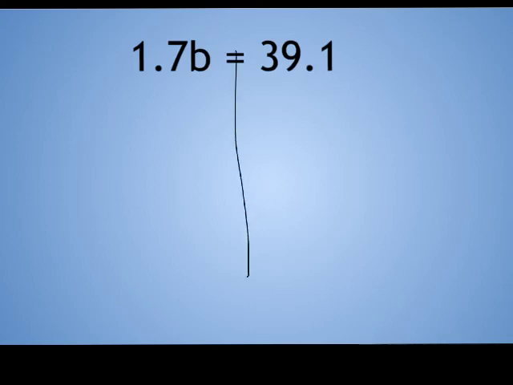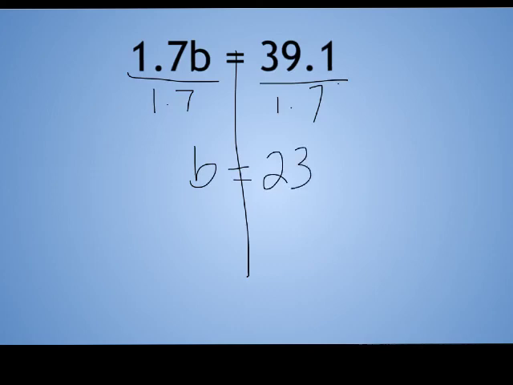1.7b equals 39.1. Have out your calculator. There's no need to try to set up and do that division on your own. So 1.7 times b, we're going to undo that by dividing both sides by 1.7. 39.1 divided by 1.7 is 23.